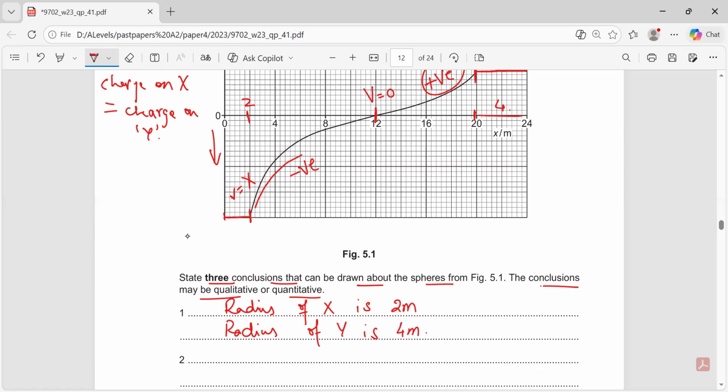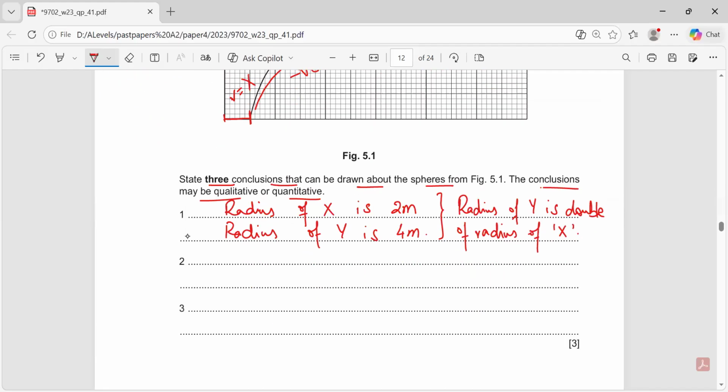ठीक है, और आप एक और बात भी इसमें ऐड ऑन करना चाहो तो वो भी लिख सकते हो that radius of Y is double of the radius of X. Very important question here. Second, what we can witness.